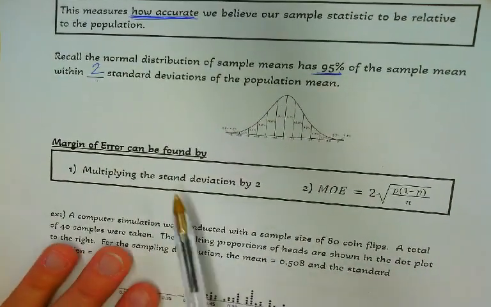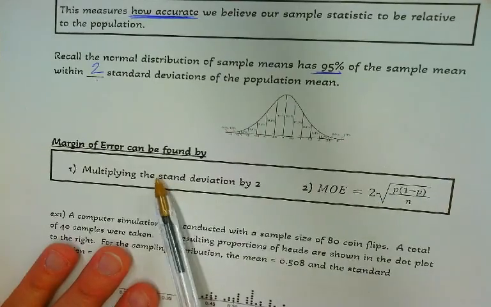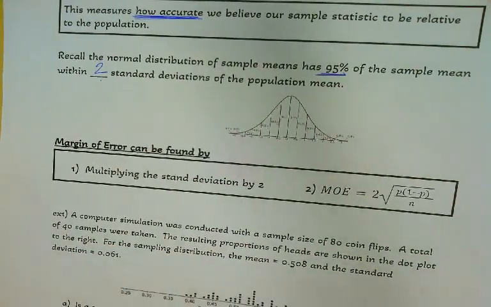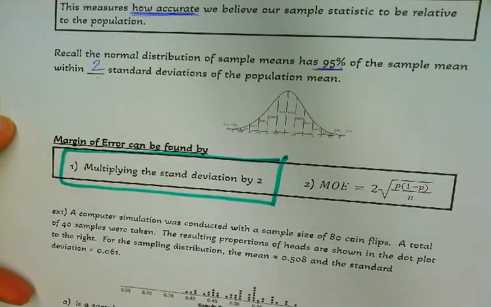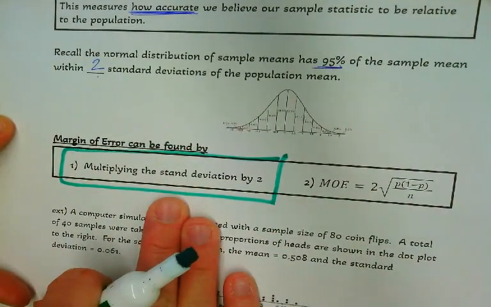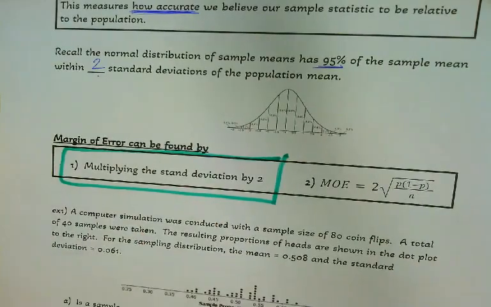Okay, so we've got 2 methods to find the margin of error. I'm going to focus on the super easy one today, which is this guy here. Multiplying the standard deviation by 2. We're going to tackle margin of error tomorrow as well, but today we're focusing on multiplying the standard deviation by 2.